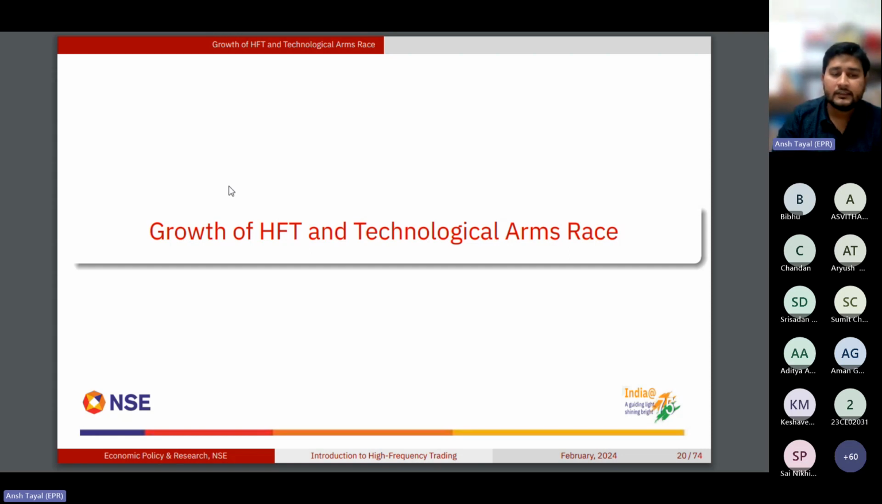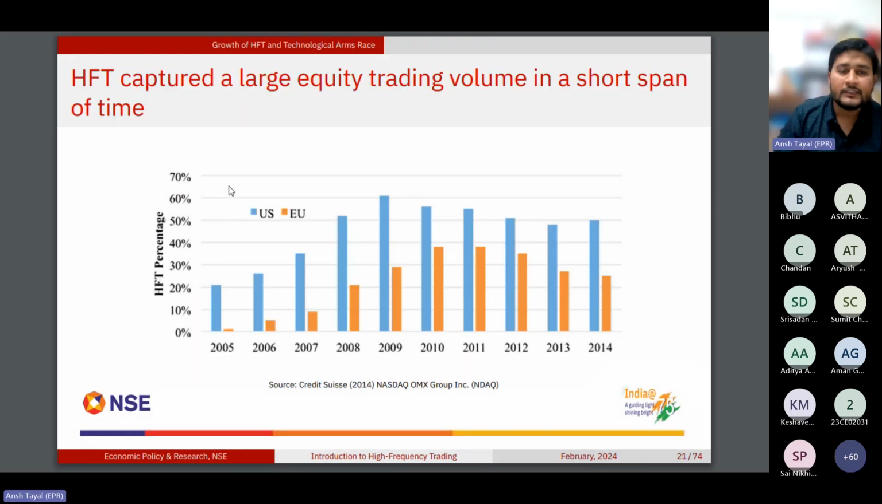So the next section is growth of HFT and the technological arms race. We have covered how it began and how we have reached here. Now we'll talk about how the growth has been. So this is an example. HFT captures a majority of the market share. This graph is a little old, but I'll show you NSE data as well. This is for the US and EU. At its peak, 60% of the trading in the US used to happen through HFT. And similarly for the EU, the percentages have been very high.